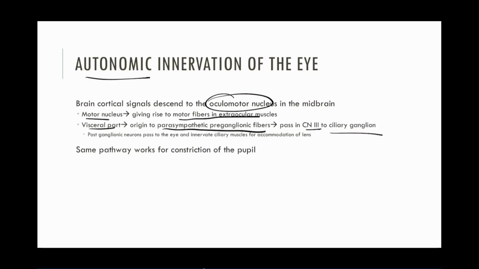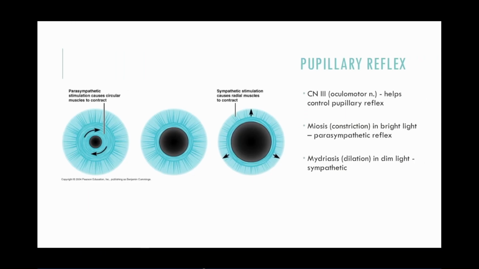And we'll go through each part in a second here. So, here is your pupillary reflex. You shine a light in the eyes, and you look at one eye, you shine the light in the eye, you look at the other eye, and so on and so forth. What are we doing when we do that? Cranial nerve 3 is our oculomotor nerve, helps control our pupillary reflex.